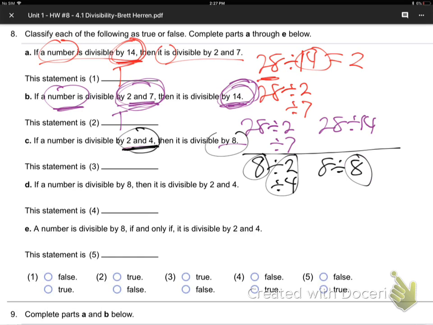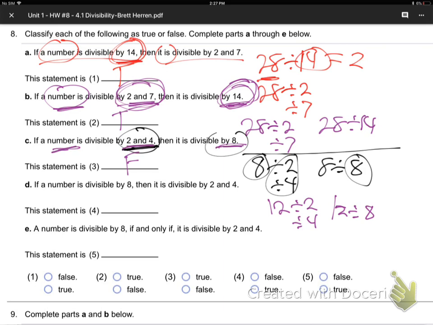Can you give me a counter example? Probably you're thinking of one, right? You got one? Anybody got one? 12? Good one. Yeah, 12 is divisible by 2 and 4, but it's not divisible by 8, not evenly. So no, that's a false statement. Even though, of course, there's some numbers that fit that. Some dogs are black. But that's not true in general. Just because a number is divisible by 2 and 4 doesn't mean it's divisible by 8.